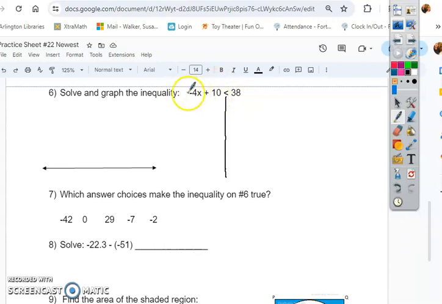But this right here, this negative 4x, that means I am multiplying by negative 4. That means I have to divide both sides by negative 4. And in an inequality, when you divide by a negative, you have to flip the symbol. So I am going to do that first because I don't want to forget.